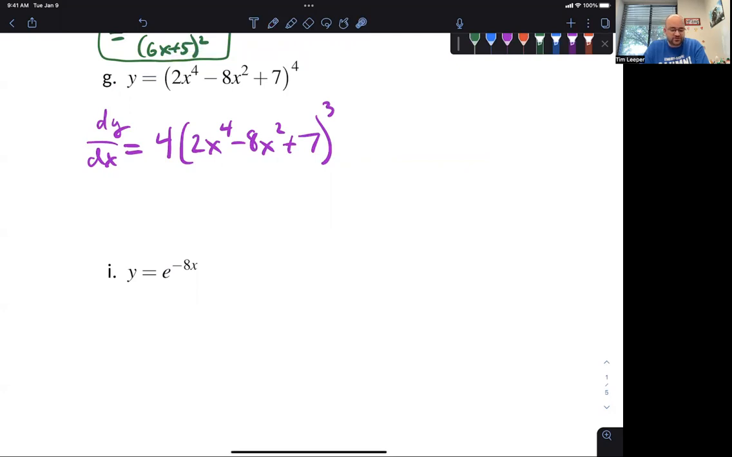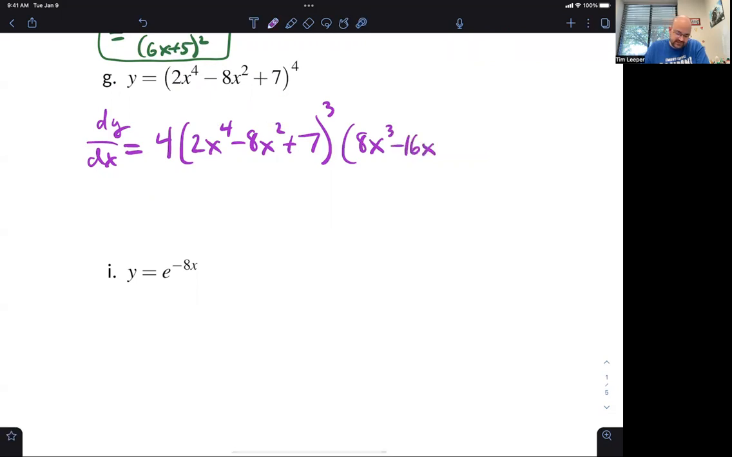Now I need to apply the chain rule by taking the derivative of the base here, basically. So the derivative of 2x to the fourth is 8x cubed, my apologies. And the derivative of negative 8x squared, bring the 2 down in front, that makes that minus 16x. And honestly, I'm fine if you leave it that way, but I'm going to go ahead and distribute the 4 into both of those terms there and move this to the left.